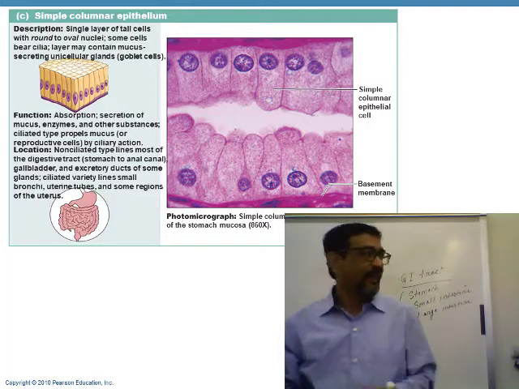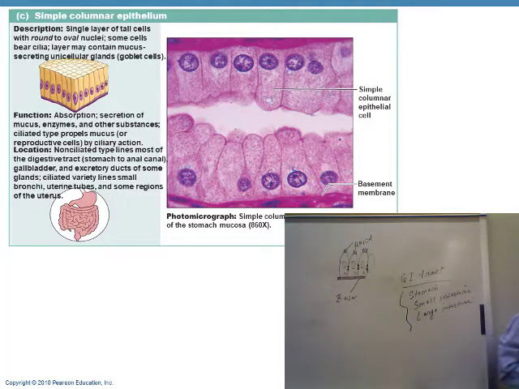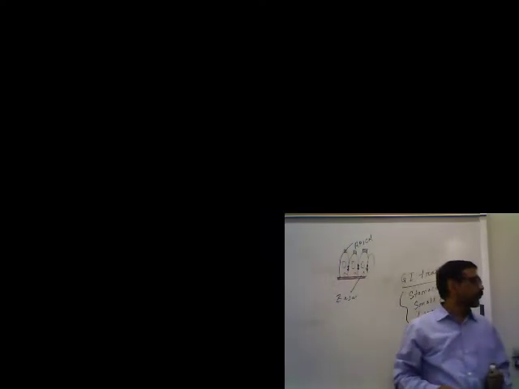Let me see if there is anything else you need to know. Gallbladder also important. So inner lining of gallbladder.